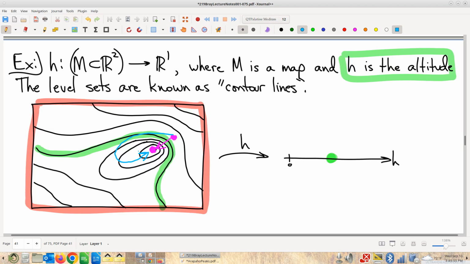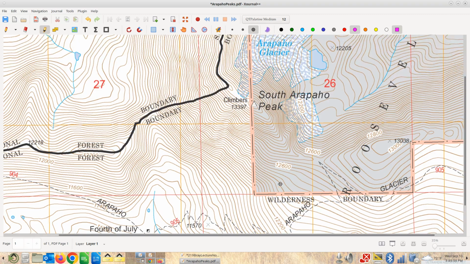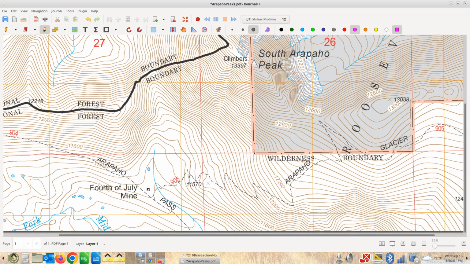I'm going to point out, this is an actual topographical map. Let's see here. I downloaded this from a government website. I think it's the USGS, U.S. Geological Survey, or something like that. And they have free topographical maps, by the way. It's pretty cool.